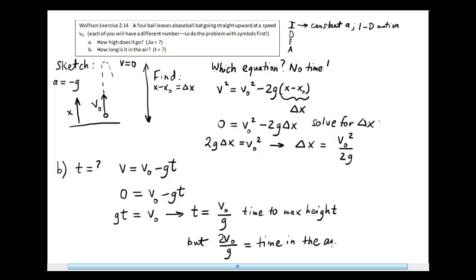And that's a subtle point. It's easy to miss that, but if I read the question carefully, I think it's pretty clear that that's what the author is asking for. Okay? So we solved for the time to go to the maximum height because that was the final location where the velocity goes to 0 at the very top. But if we want the total time in the air, we double that result, and that's the answer.